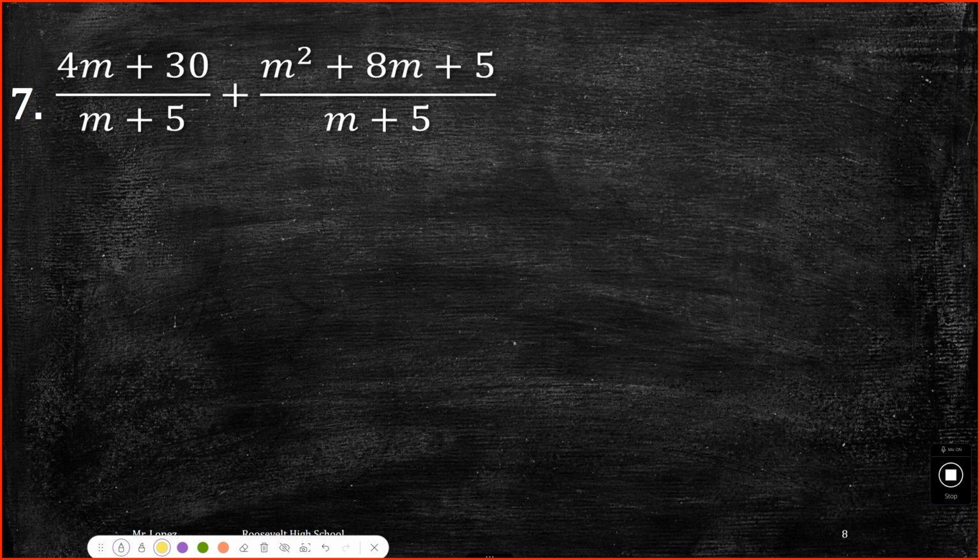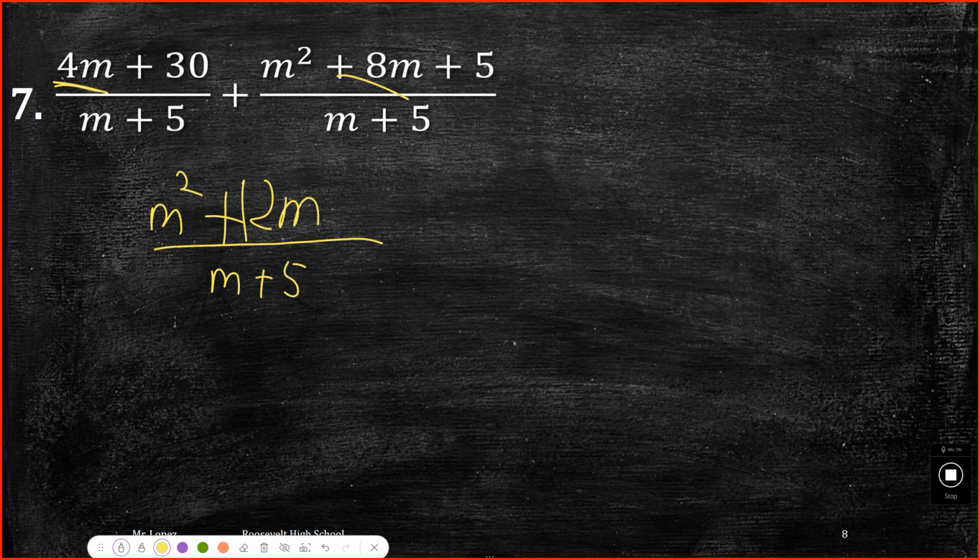Do we have a common denominator? Yes or no? Yes? Put it on there, one of them. See, I already see people getting to this point. So we're going to add like terms on top. The highest power is m squared. Nothing to add with m squared. How about 8m and 4m? That's going to be what?